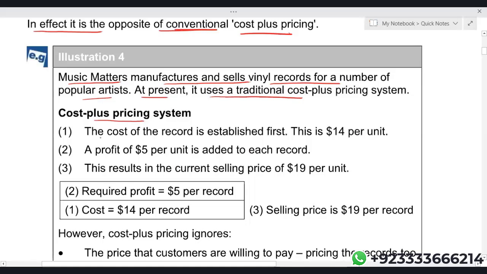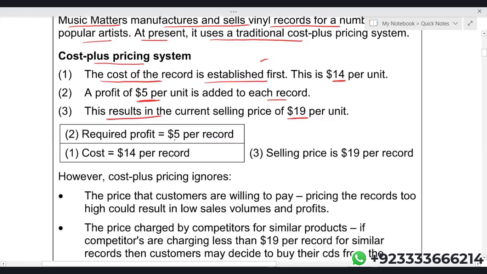In the cost plus pricing system, the cost of the record is established first, assuming this is $14 per unit, and let's say they need a profit of $5 per unit, each record. So this results in the current selling price of $19. Required profit is 5, cost is this, selling price, this is traditionally.